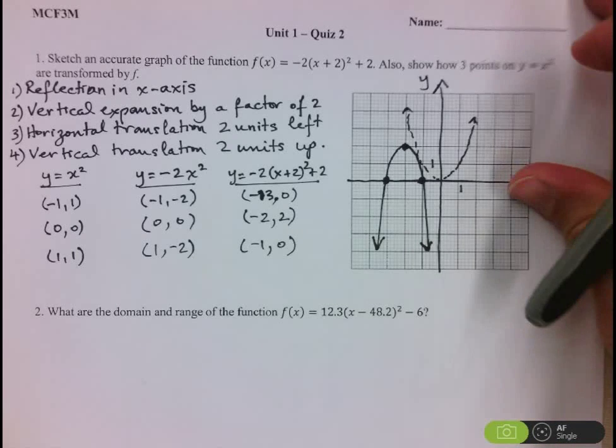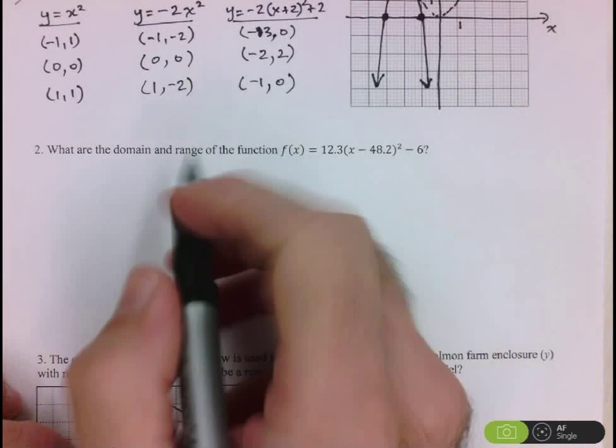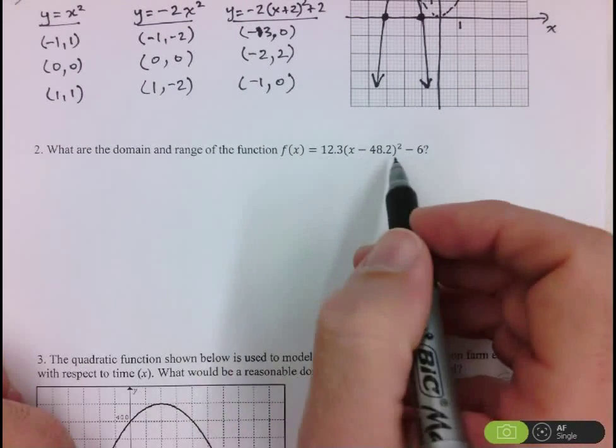Okay, let's move on now to number 2 and see what they're asking us there. It says, what are the domain and range of the function f of x given here?